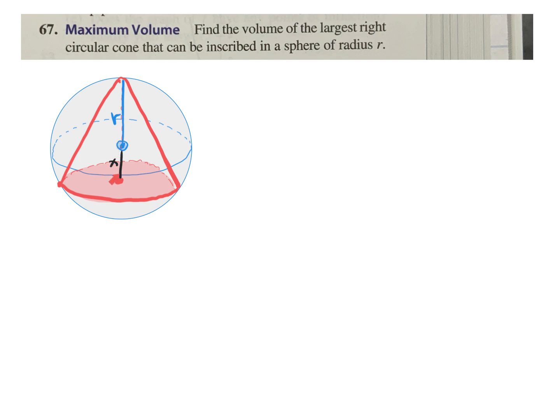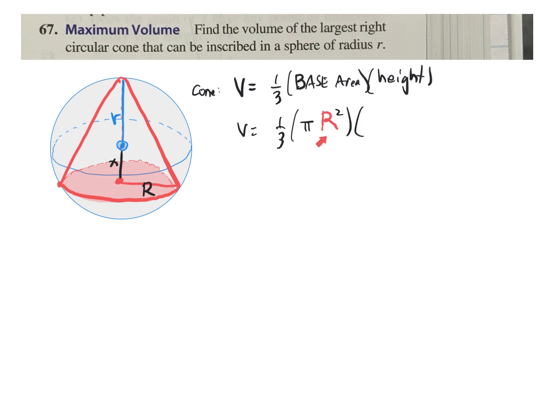That's our one variable that our volume for the cone is a function of, which is 1/3 times the area of the base times the height of the cone. So 1/3 times the area of the circle, the base of the cone. We can't use little r because that's already used for the sphere. So for the circular base, I'll use capital R. So pi R squared, and then the height of our cone is x plus r.